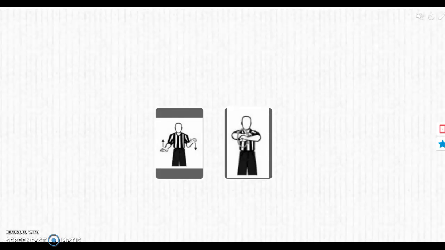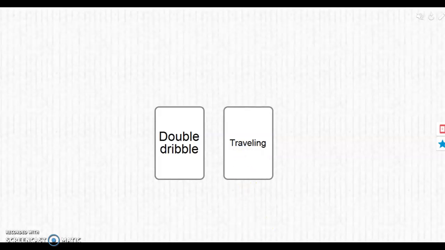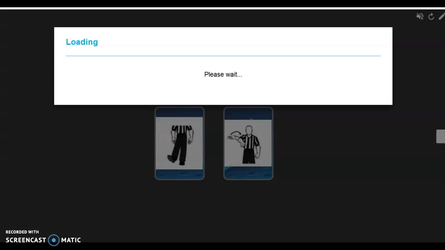So Lucas, can you tell me what's on the left side? Yes, it is double dribble. Mason, can you tell me what's on the right side? That is correct, traveling.